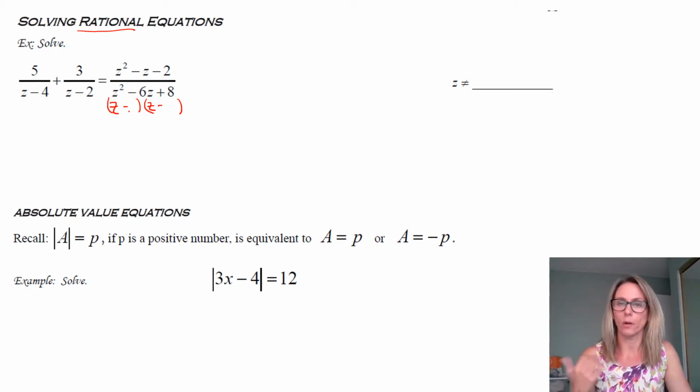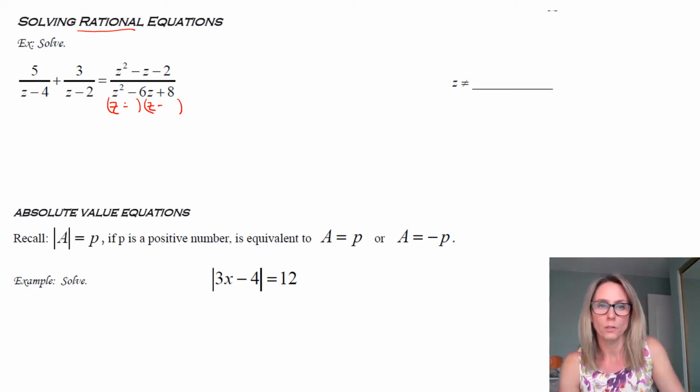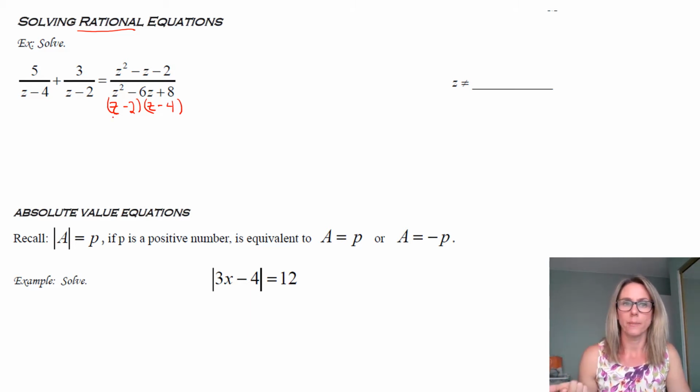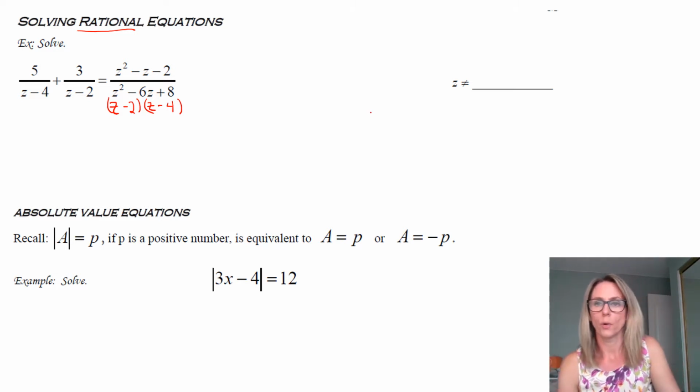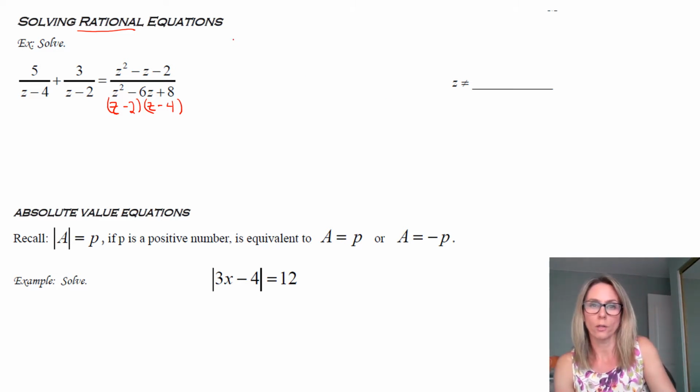And then our factors of 8 are 1 and 8, 2 and 4. So we know we need 2 and 4 to make that 6 that's in the middle. So we can see that we have a z minus 4, a z minus 2, and then we have a z minus 2, z minus 4. So it tells us that our lowest common denominator here is z minus 4 times z minus 2.